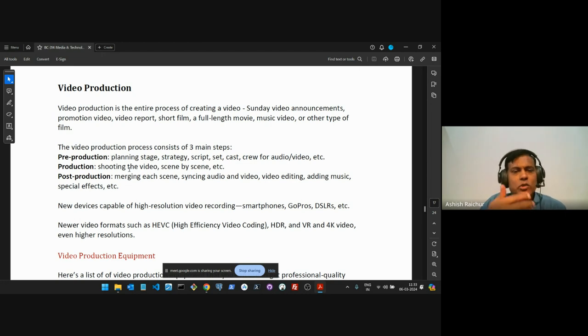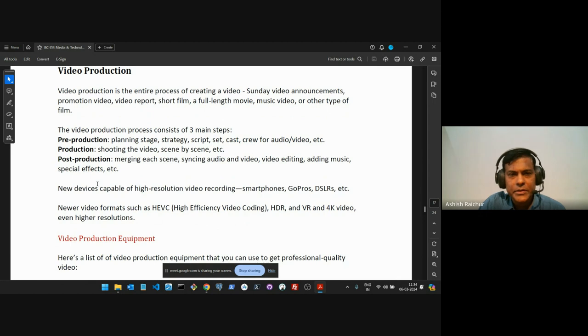Then there's production, which is the actual shooting of the video. Sometimes it may have a single scene, sometimes there are multiple scenes. For each scene, you may use the same set or different sets. That's the background. All of that is planned, and then the production happens. You shoot the video scene by scene. And post-production is producing the video, where you're merging the video recording and the audio, and then editing it, making it look the way you want it to look. You may add music, you may add special effects, and all of that is done by the person doing the video editing. So basically, you're going through these three stages.